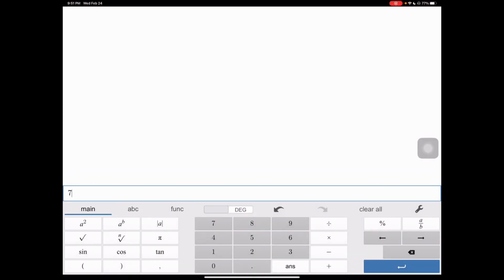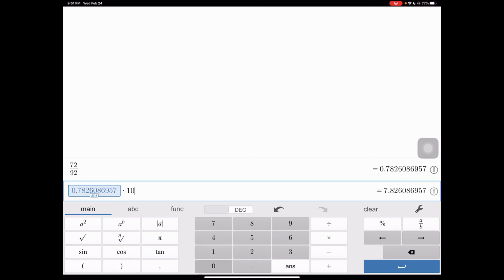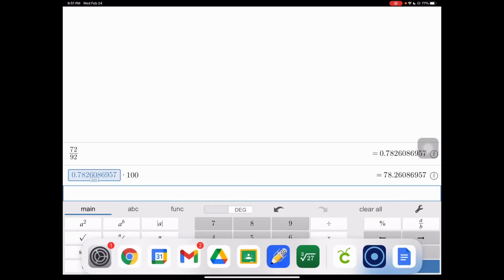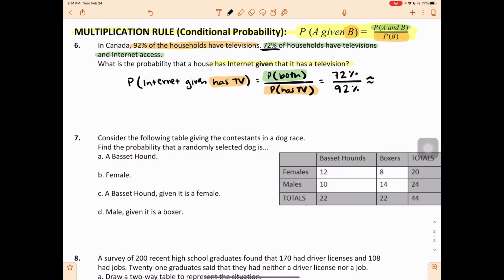Let's see what we get here. 72 divided by 92. We get 0.7826. And if you wanted to multiply that by 100 to get the percentage, our percentage would be about 78%, or you could write it out as 78.26%. So that's quite a few people who would have internet given they have a TV. Okay, so that's the number of people who have a TV that also have internet. All right.